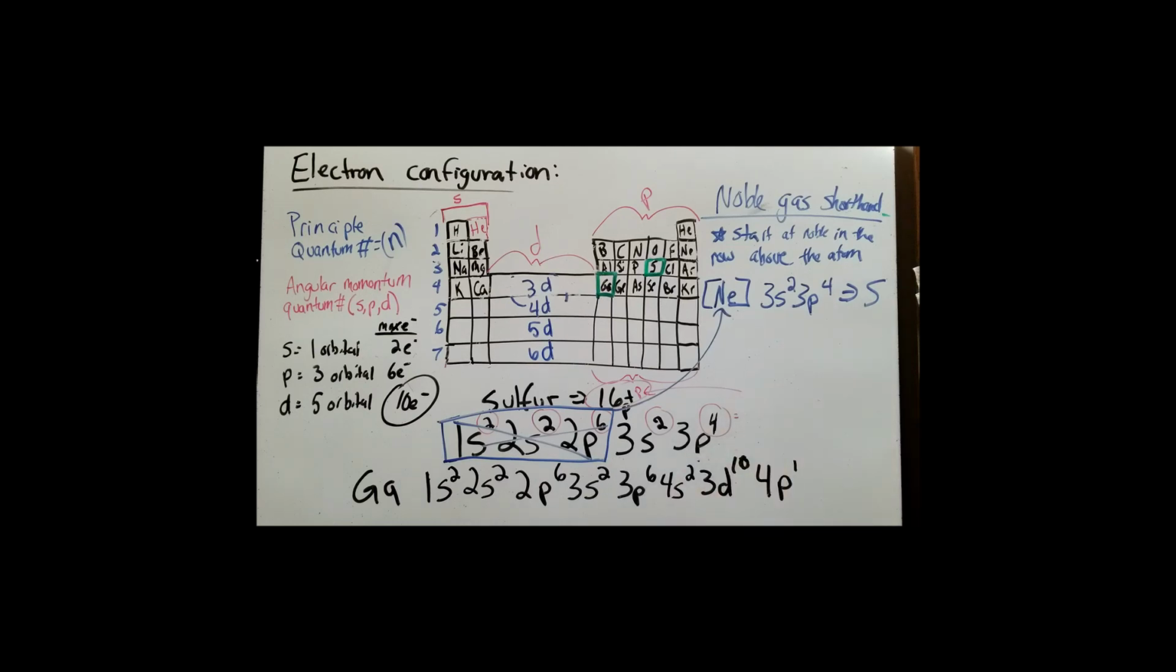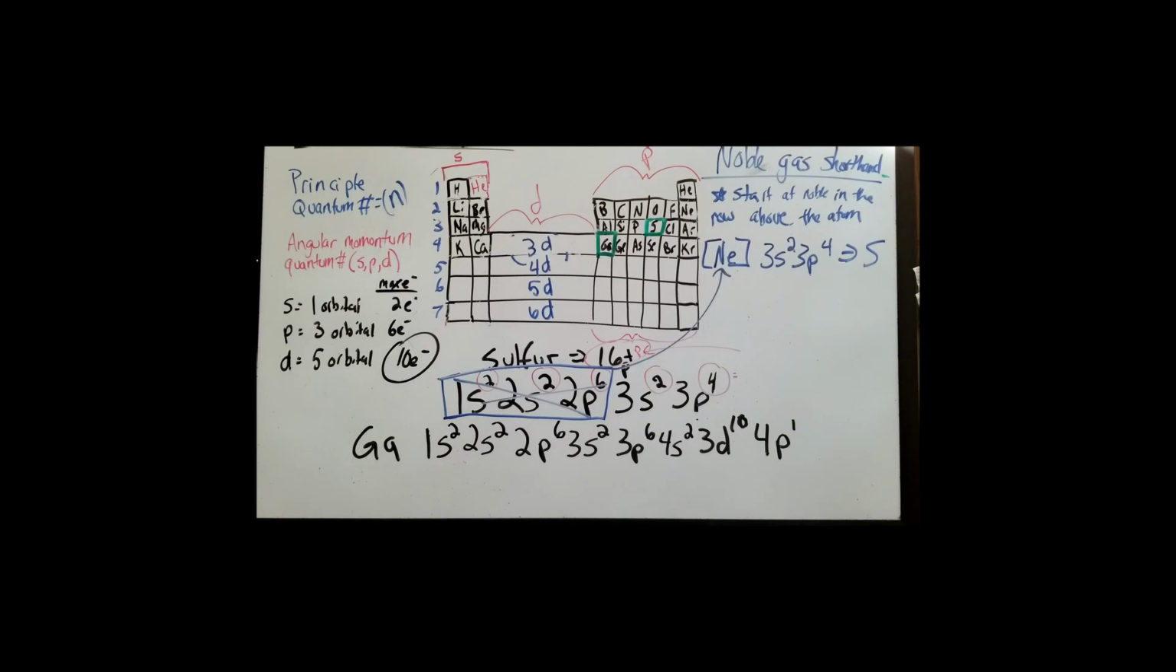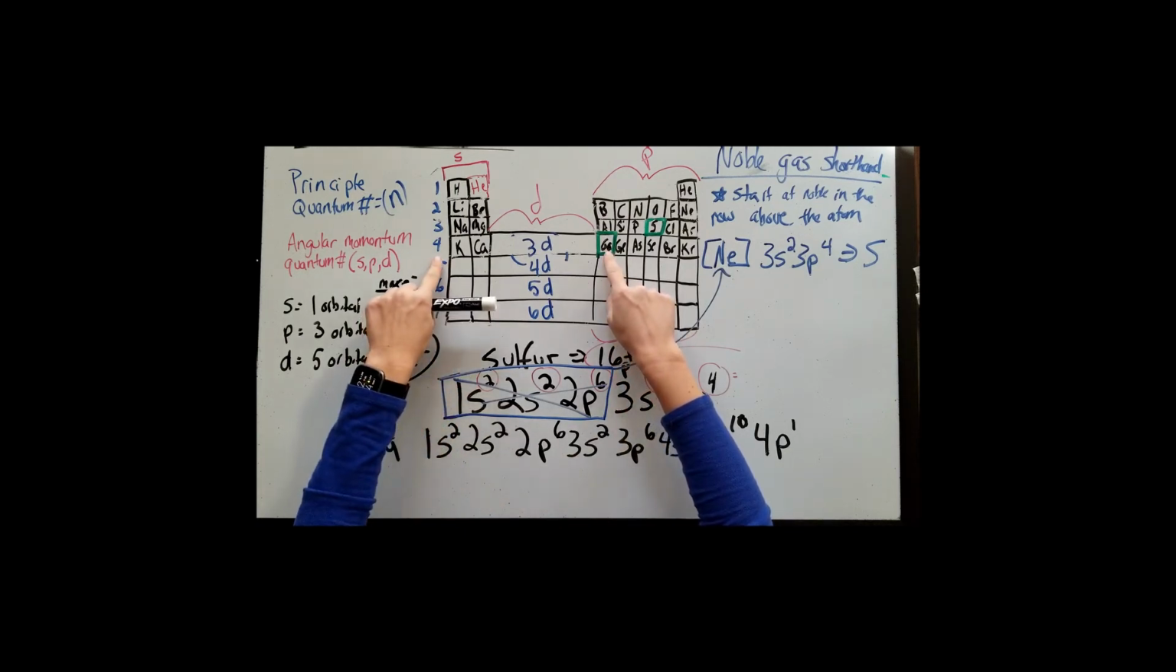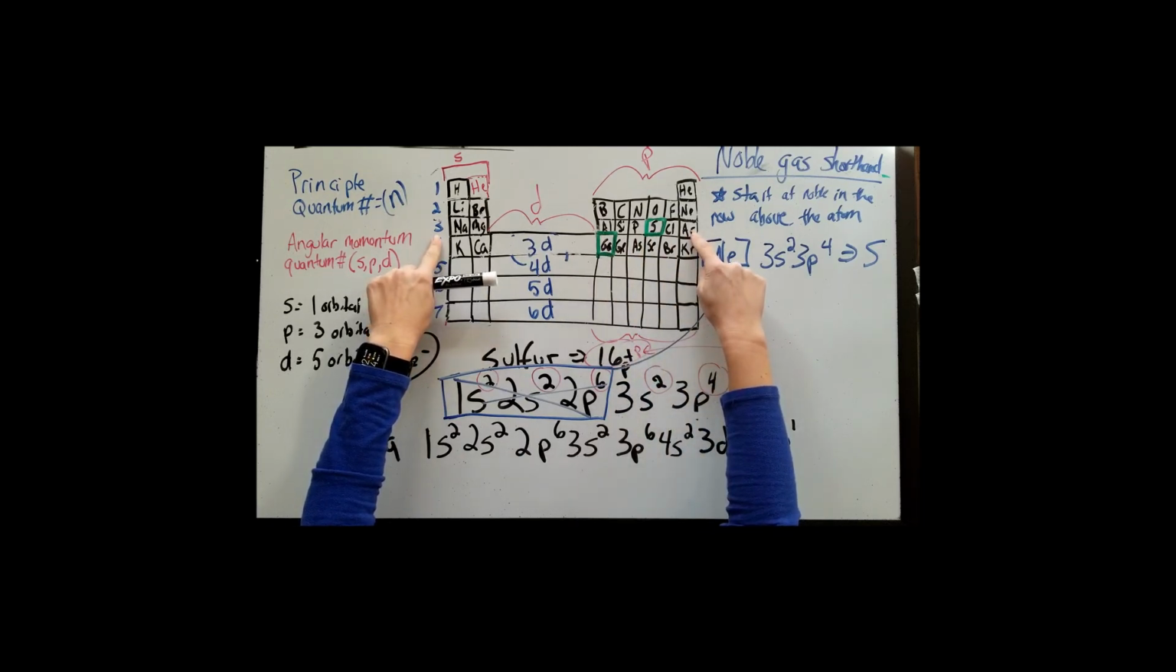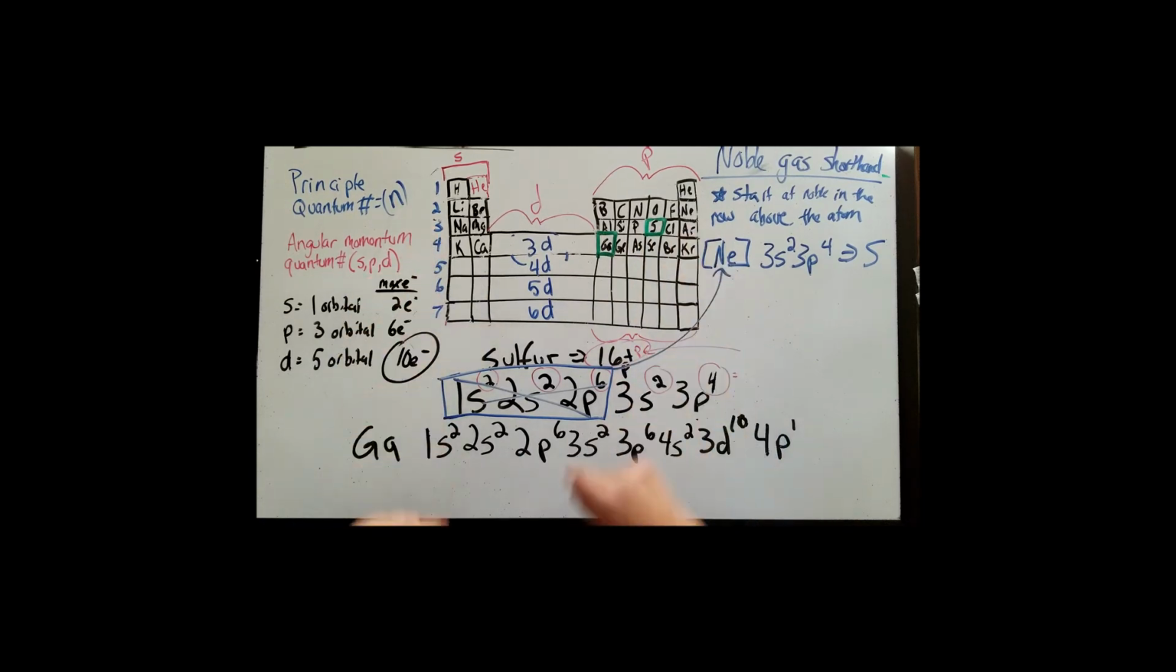All right, let's look at the noble gas shorthand of gallium. So let me move this up a little bit. We're going to do the same thing. We're going to start with the noble gas in the row above. Gallium is in row 4, so we're going to look at the noble gas in row 3. So we're going to start with argon.